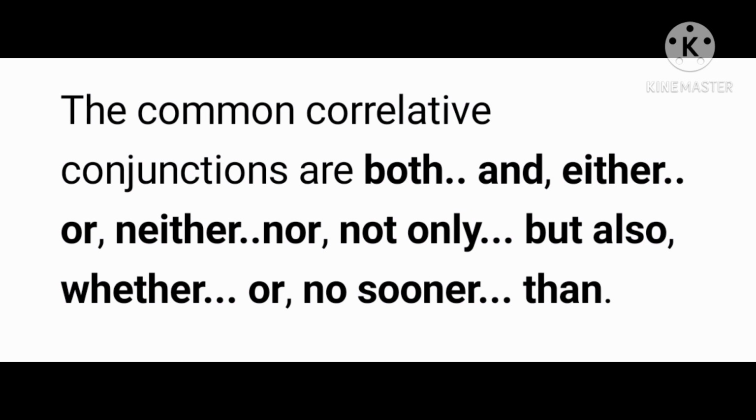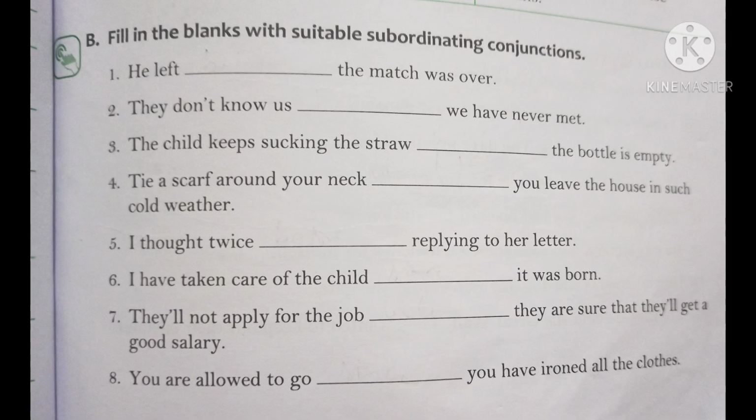Okay, so let's see the book exercises related to conjunctions. So I'll discuss some of the questions and rest you can do on your own. Okay, so the question is fill in the blanks with suitable subordinating conjunctions, right? Let's see first one. He left dash the match was over, right? What would come here? Something to express time, right? He left before the match was over. Number 2, they don't know us dash we have never met. They don't know us because we have never met.